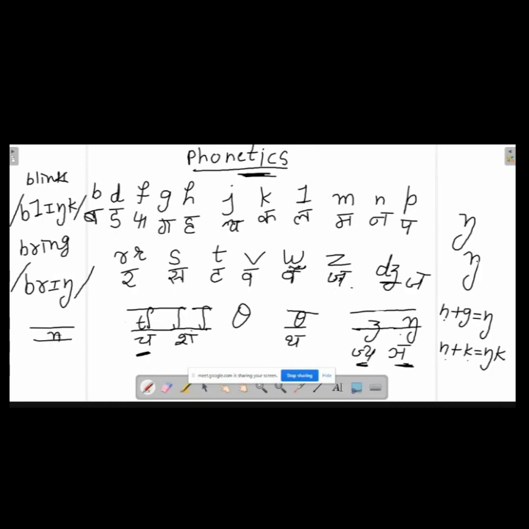Now let's understand how it is created. First you have to create an n, and then you drag it from the bottom. I again will try to make it for you so that you understand how this particular symbol is created. You write n and then you drag it. I hope you have understood. N plus g makes the sound of ang, n plus k makes the sound of ang plus k, which I hope you have understood with the examples that I just gave.